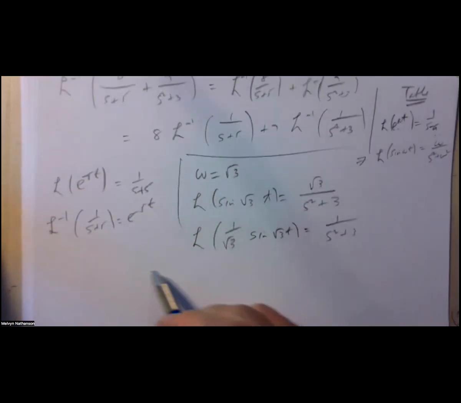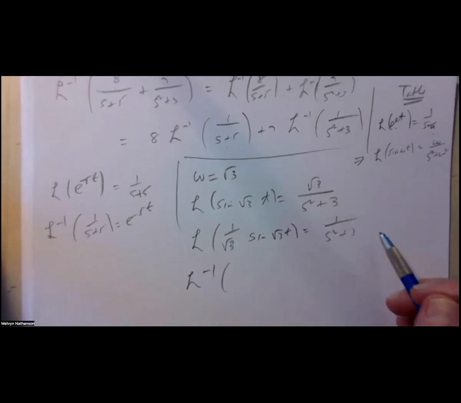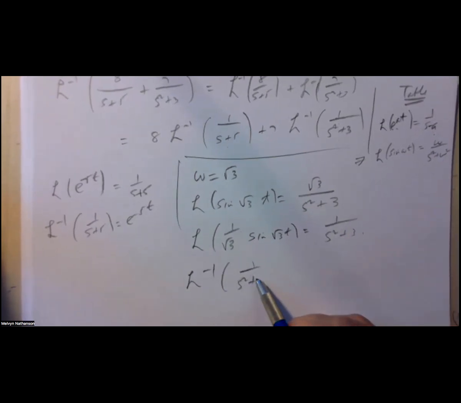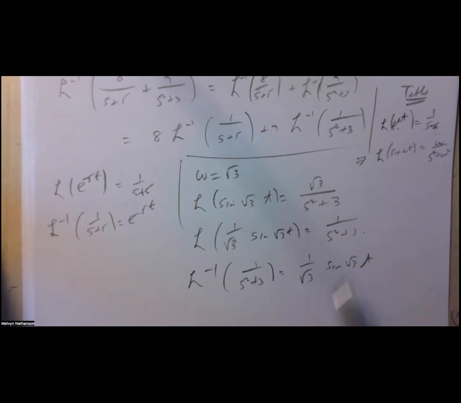So the Laplace transform, if I divide by root 3, 1 over the square root of 3 sine of the square root of 3 times t is 1 over s squared plus 3. So the inverse Laplace transform of 1 over s squared plus 3 is 1 over the square root of 3 sine of root 3t.